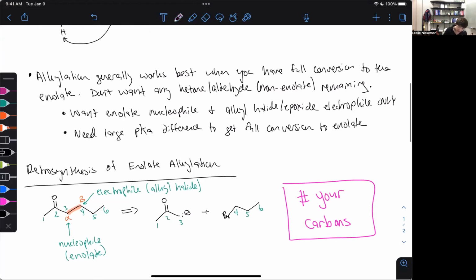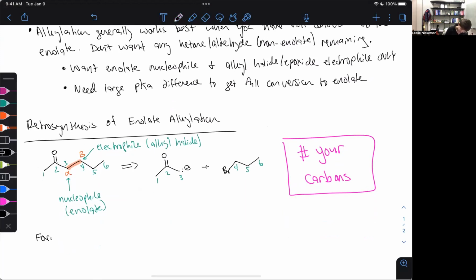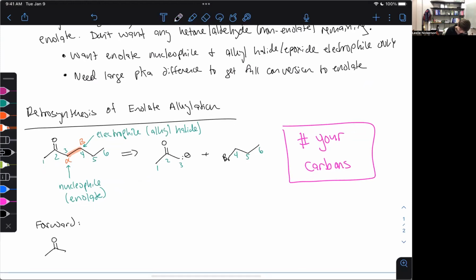So if I was going to do the forward synthesis here, I would have acetone. I'm going to start off from making that enolate in full conversion. So step 1, we're going to throw in LDA. Step 2, we're going to add in our alkyl halide, which consists of our other 3 carbons. And then we're going to get out our, whoa, 1, 2, 3, 4. Our 6-membered chain with our ketone in it, okay, doing our alkylation reaction.